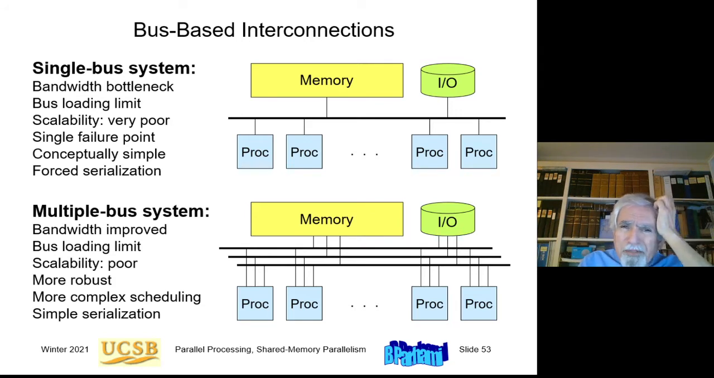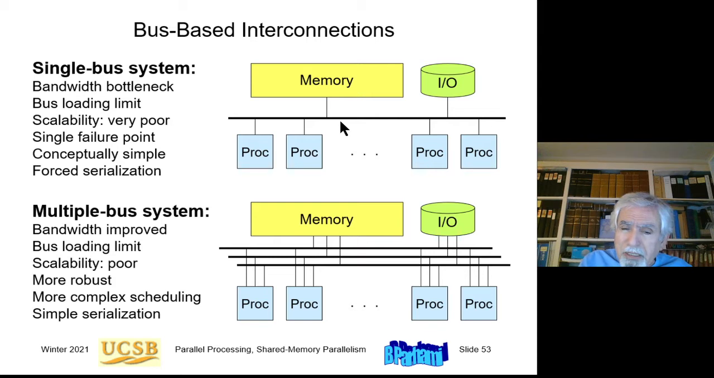So that's some kind of scheduling, but it's easy to do. Whereas here, because there are multiple buses, we have to decide which bus each processor should use in any given bus cycle. So it's a little bit more difficult to schedule. In either case, the scalability is poor.